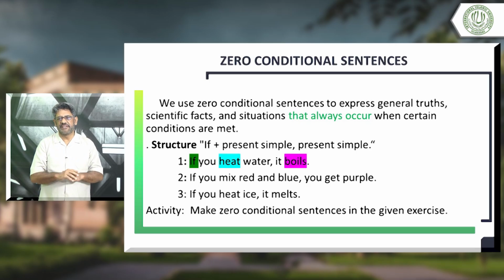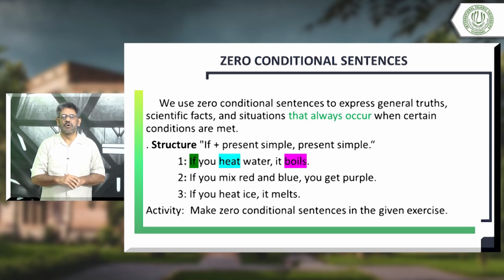We have if there, then we have heat. Heat, please tell me, is it the present, the past or the past participle? Yes, it is the present. If you heat water, it boils. Boils again is the first form of the verb. So in the first part you have if plus present tense. In the second part again you have the present simple. If plus present simple, comma, and present simple. So this is always true.